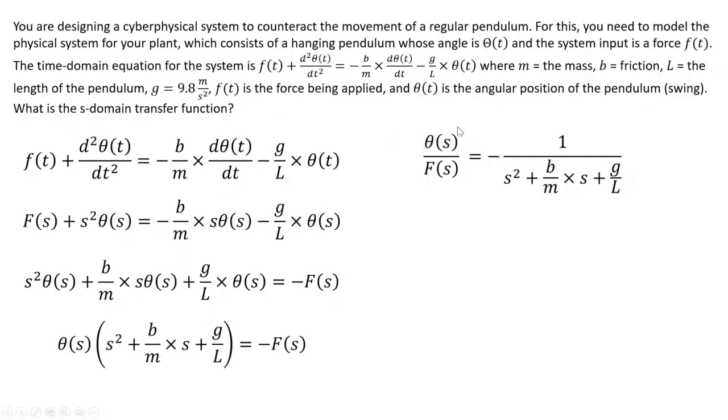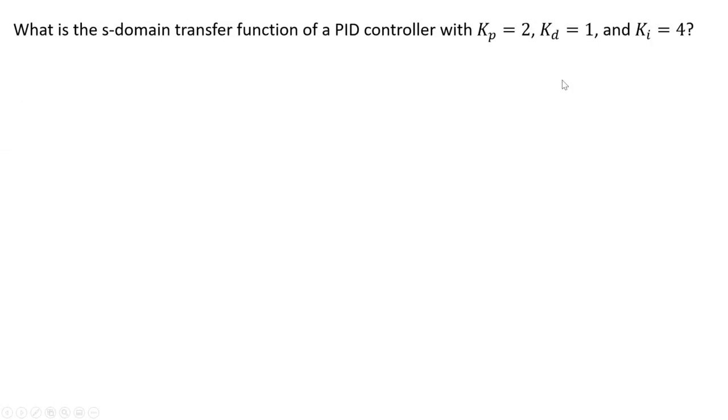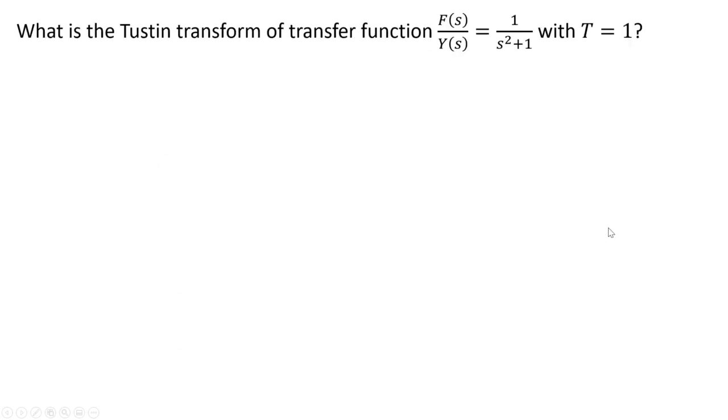Remember, the transfer function is the output divided by the input. It's in that form in the S domain. The idea is that the transfer function gives you function over function on one side, and the other side is just a ratio of polynomials in the S domain. Okay, PID controller, pretty simple: proportional, derivative, integral. Proportional is a constant, the derivative is multiplied by s, and the integral part is multiplied by 1 over s, and then you just have to transform it into a ratio. So this is just algebra.